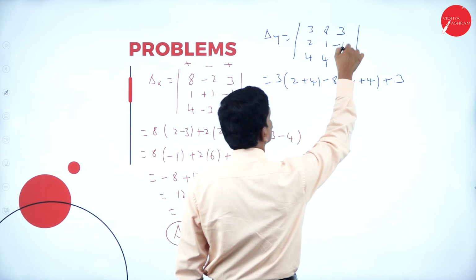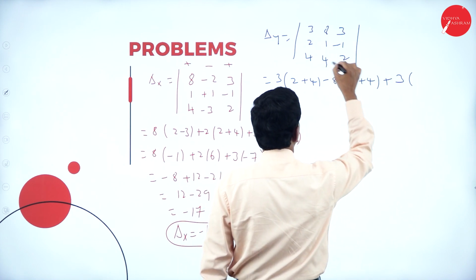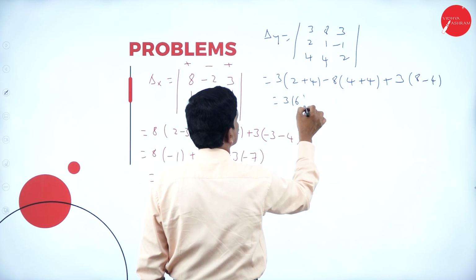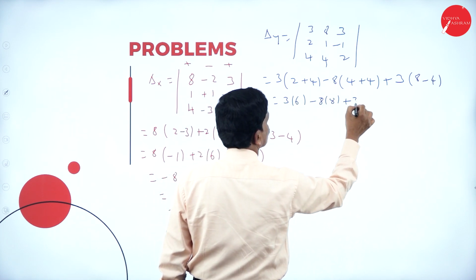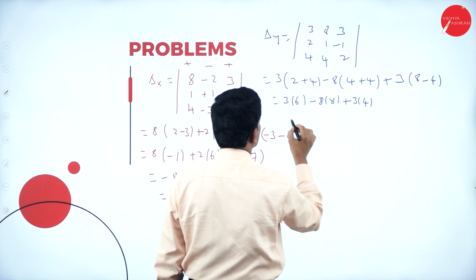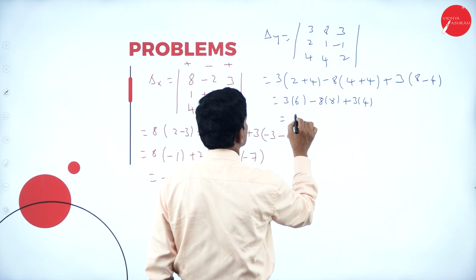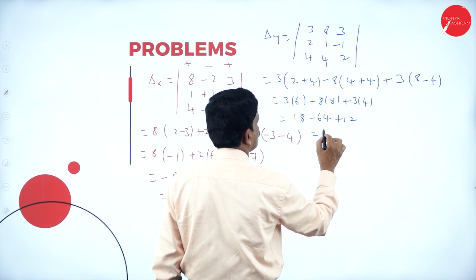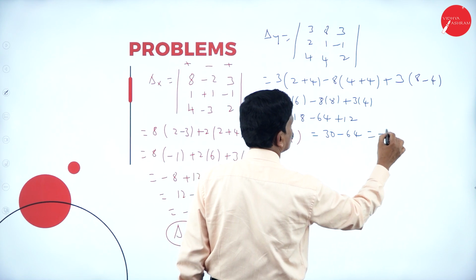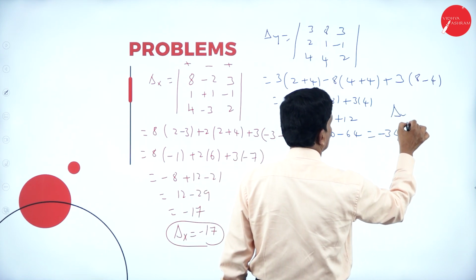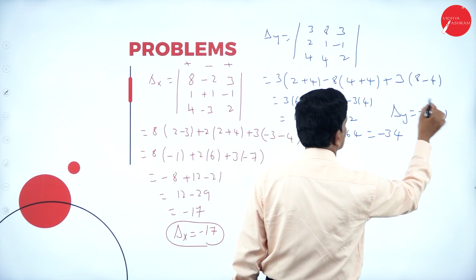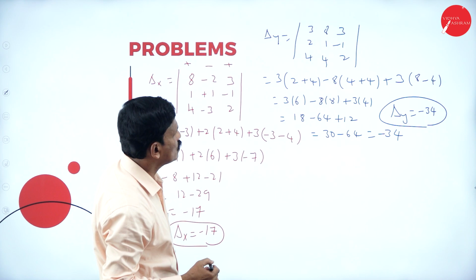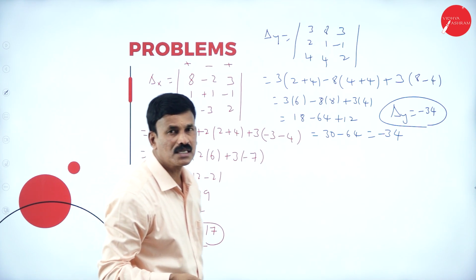Again plus 3 into (this row and column is deleted, 2 4s are 8, minus 4). So, this is equal to 3 into 6, 8 into 8, plus 3 into 8 minus 4 is 4. So, 6 3s are 18, 8 8s are 64, 3 4s are 12. So, 18 plus 12 is 30, 30 minus 64 is equal to minus 34. Delta y is equal to minus 34. Now, delta x is minus 17, delta y is equal to minus 34. Find out the value of delta z.